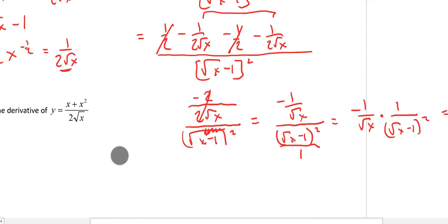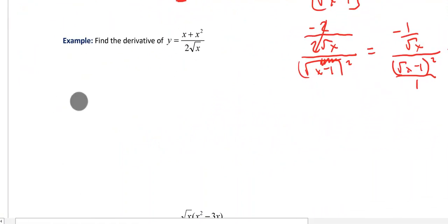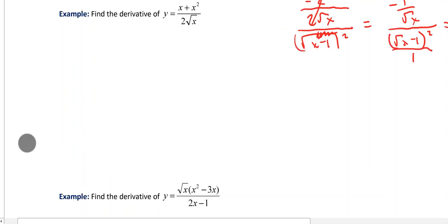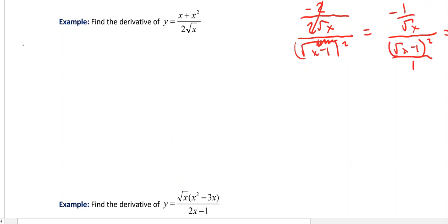The next problem. We have another radical in here. And so f of x is the numerator. And so that is x plus x squared. The derivative of that, f prime of x, is 1 plus 2x. And I'll do a g of x over here. G of x is 2 square root of x.